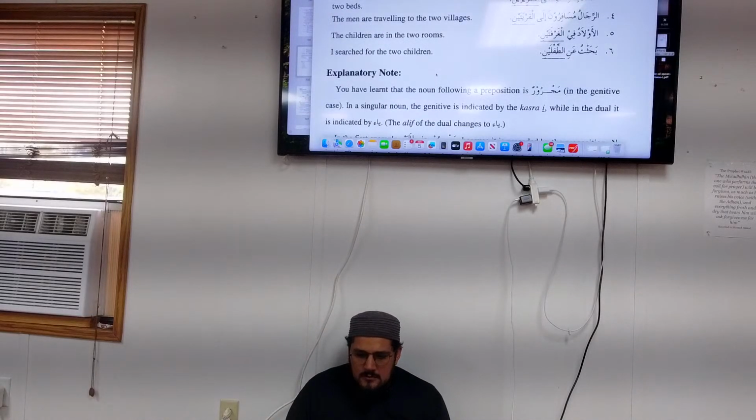At-tiflani na'imani ala sarirayni. The two children are sleeping on the two beds. الرجال مسافرون إلى القريتين. And the men are traveling to the two villages. الأولاد في الغرفتين. The children are in the 2 rooms. بحثت عن الطفلين. I looked for the 2 children. Very good.